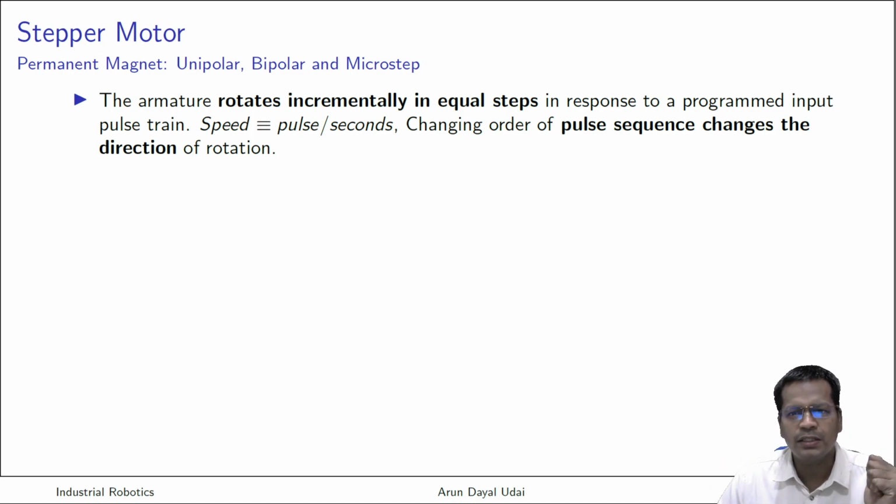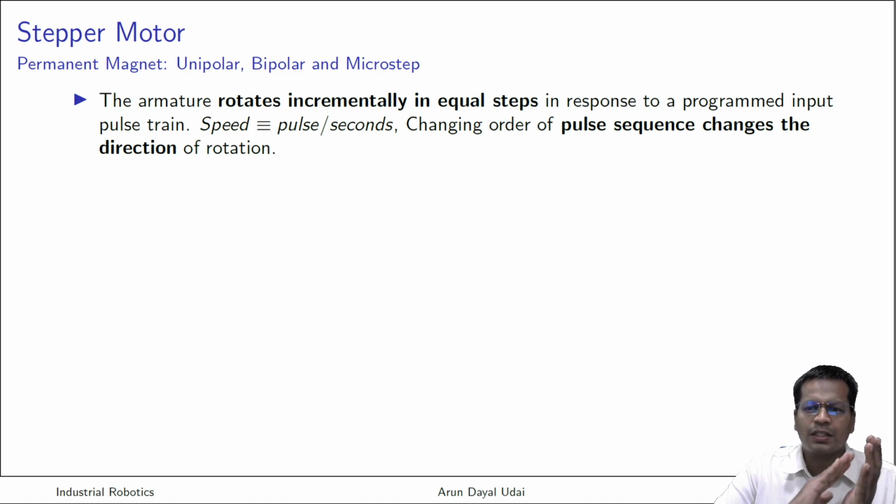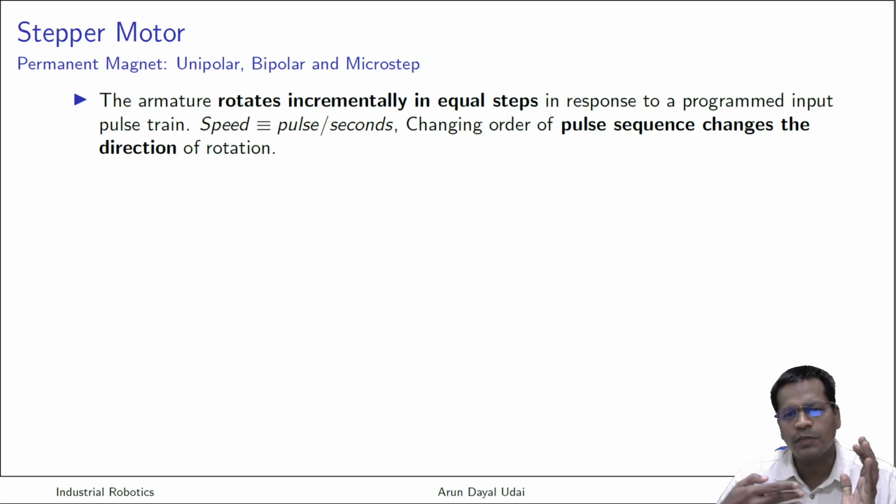They are internally connected and constructed differently. The armature rotates incrementally in equal steps. These motors cannot run continuously. With a special arrangement they may be run continuously, but actually they are not meant to run that way. They rotate incrementally in equal steps in response to a programmed input pulse train.